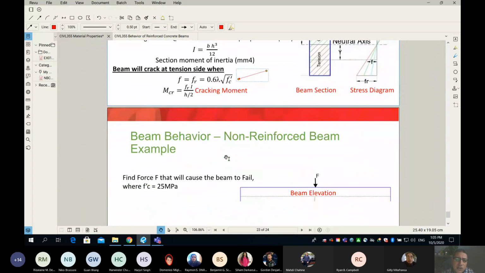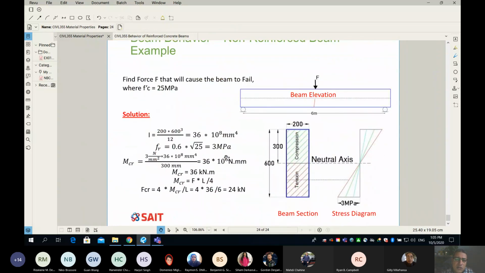Now, I know things are very dry, and that's why I always try to put things in numbers, so it's better to understand. So here is my beam one more time, and the span is 6 meters, and the width of the beam is 200. The height of the beam is 600, and it is made out of concrete of 25 MPa. The f'c is over there. So what's the question? The question is, find the force F.